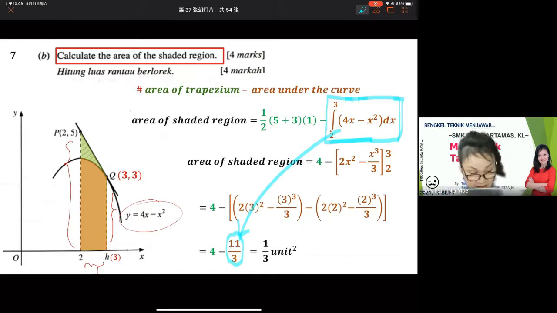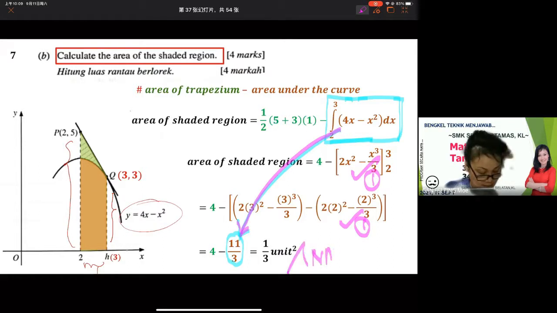And remember just now, what did I show you? I said marks are given here. If you use a calculator, don't straight away come here and get the answer, I will say that there are no marks. Zero straight away. Why? Because there is no working. No working shown by using a calculator, you definitely cannot get marks.